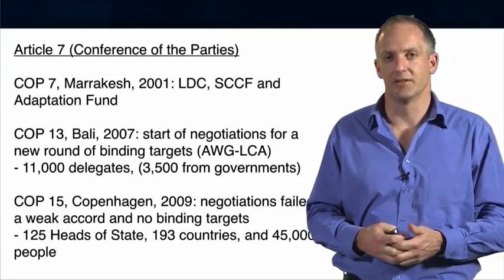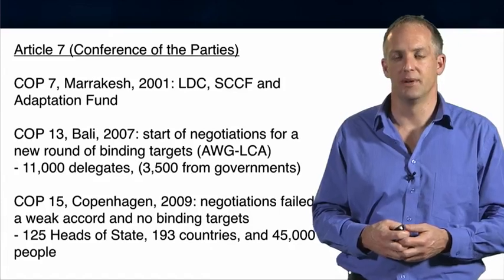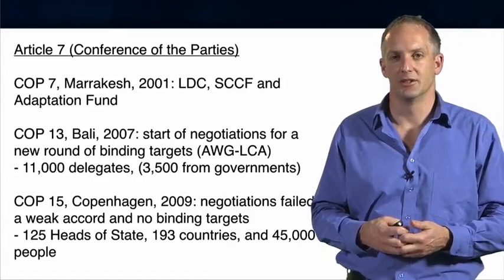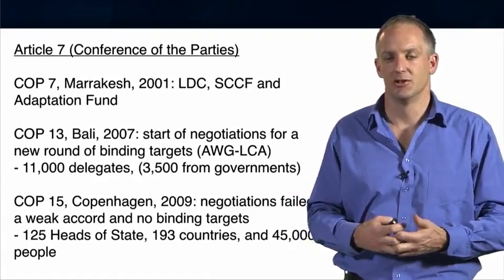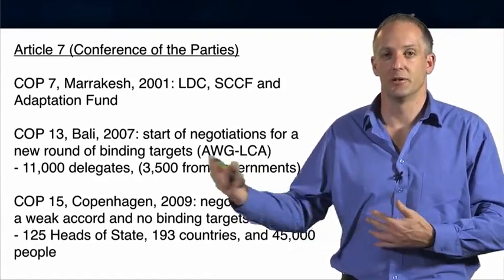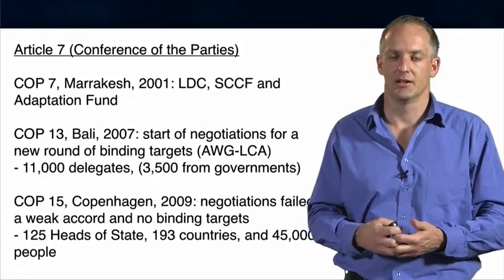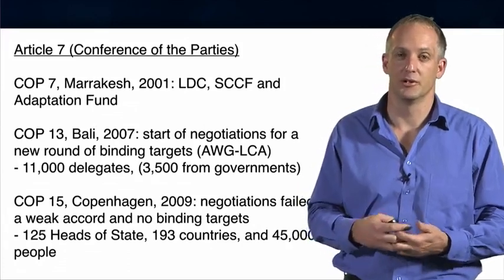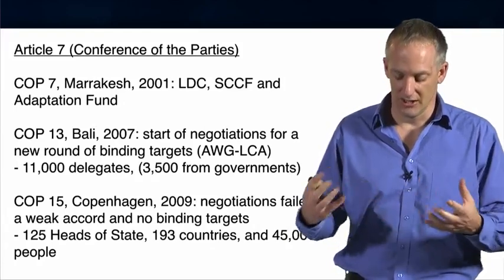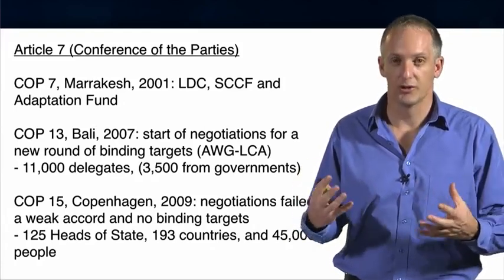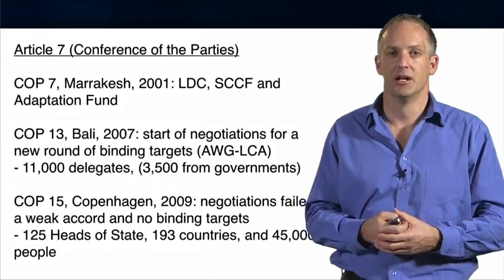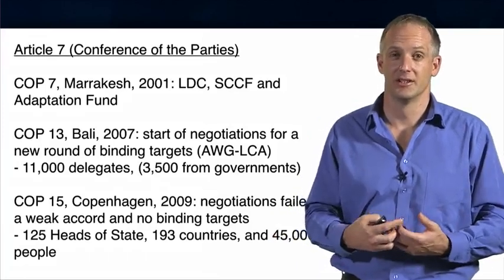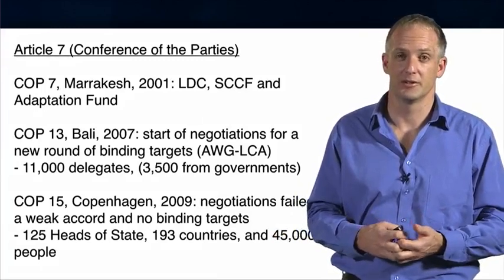Bali in 2007 was notable because Bali was the point at which something had to happen to create a negotiating process to implement an agreement that would follow on from the Kyoto Protocol. And it created a thing called the Ad Hoc Working Group on Long-Term Cooperative Action, which was a dialogue to work towards an agreement to follow from the Kyoto Protocol. It was a big conference, 11,000 delegates, 3,500 people from governments.